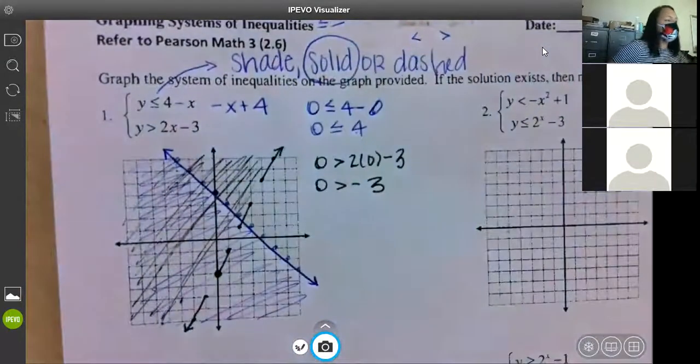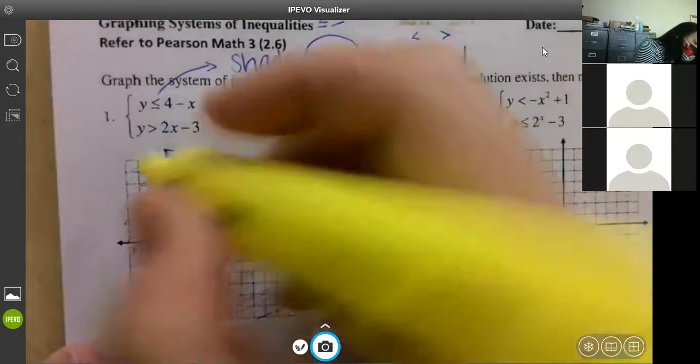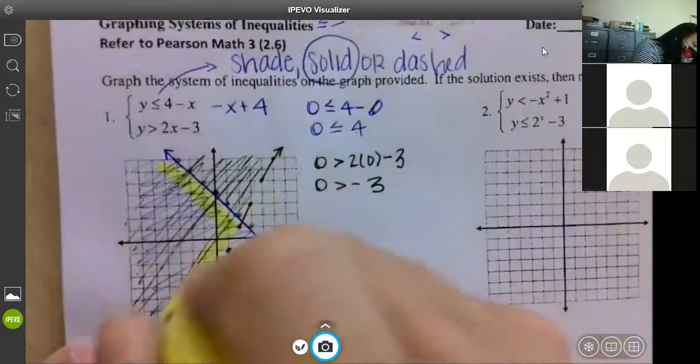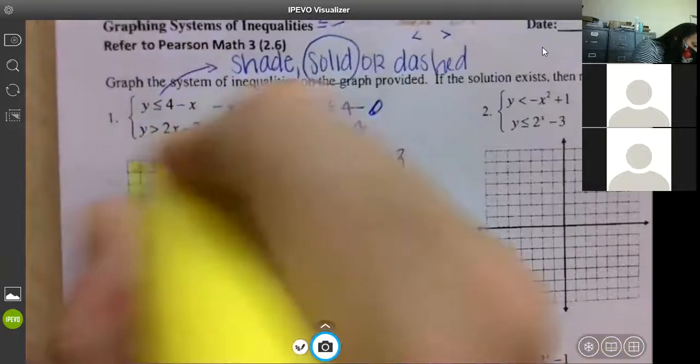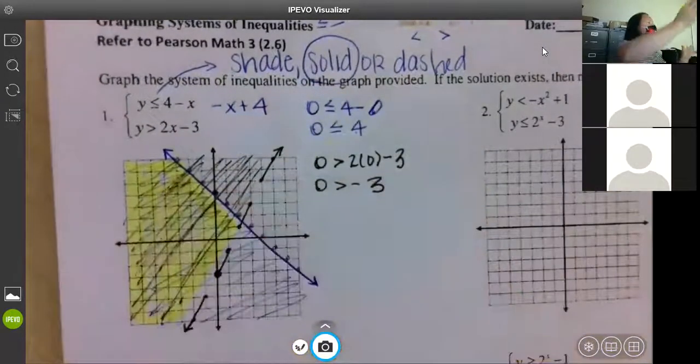And then your solution is where they both cross, where all that shade intersects. Now realize that's not the only place; it extends all the way out. As the graph gets bigger, that'll extend outside of those square boundaries. But that's exactly how you do it.